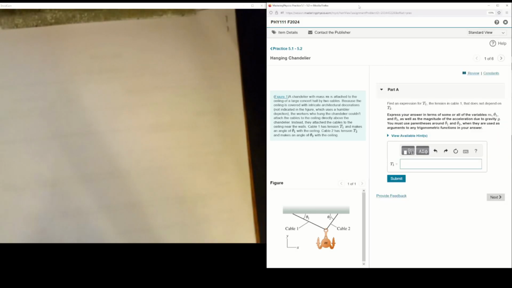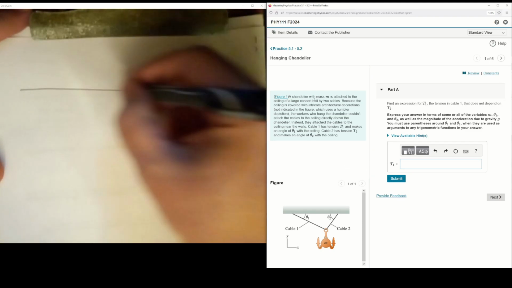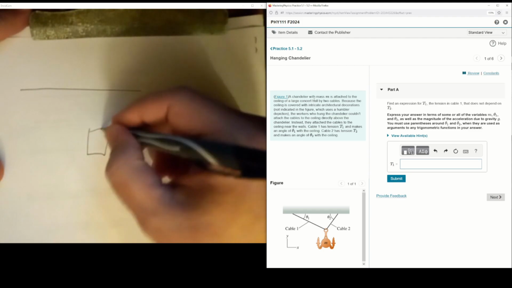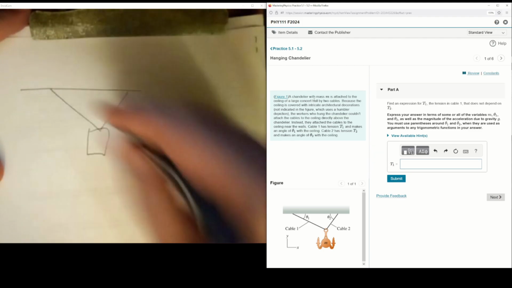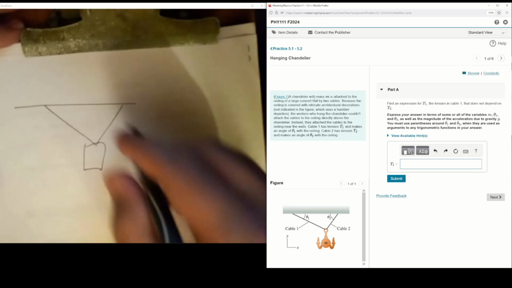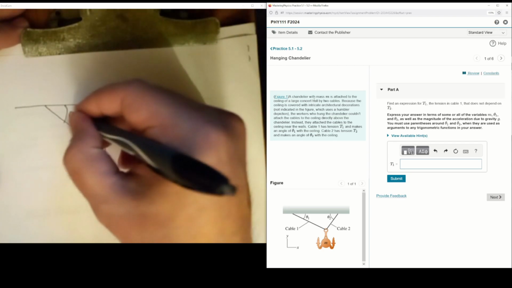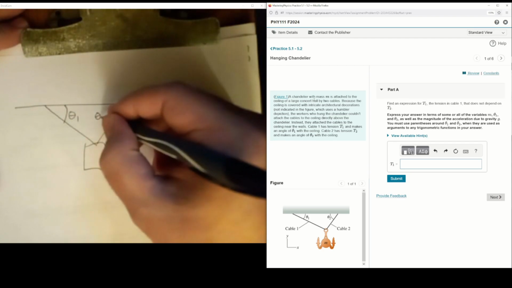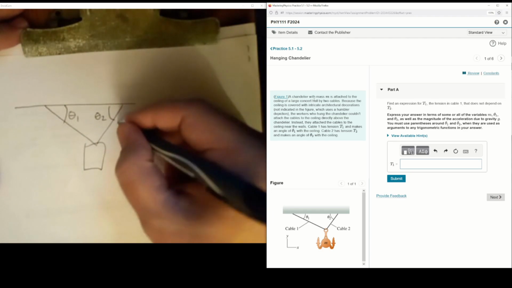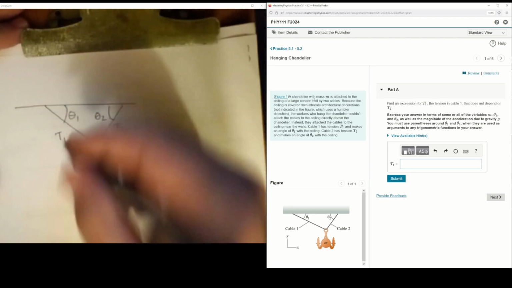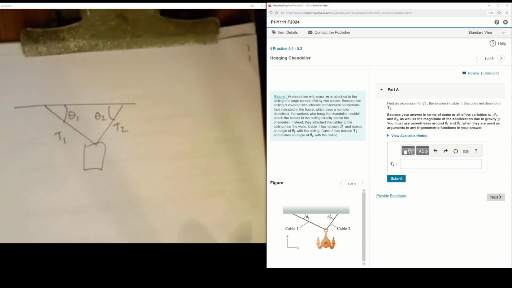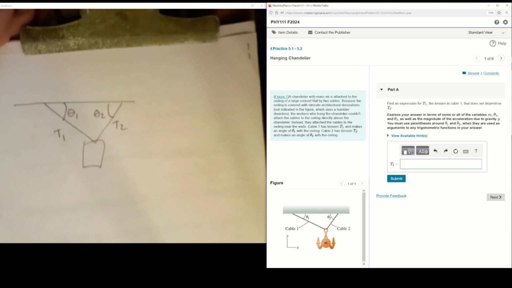All right, let's check out some of these homework problems. And we got a chandelier just hanging there. So there it is. And we got some ropes, so some tension, angle 1, angle 2. And we also have tension 2 and tension 1. I know they call it a cable there, but ultimately we're going to be solving for tension. So I'm just going to call that tension right off the bat.